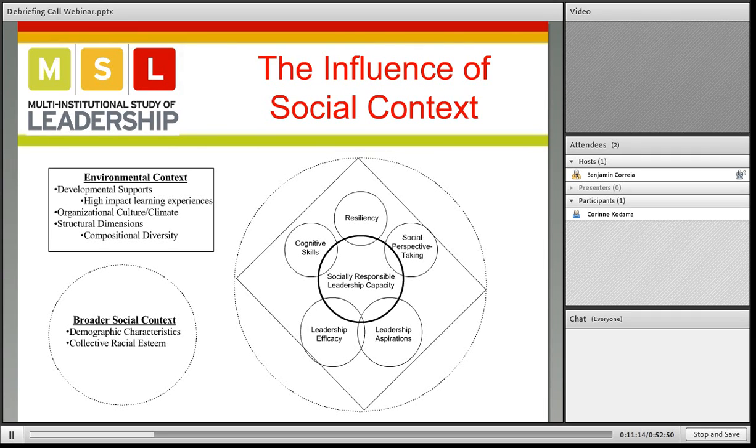This is the first time you may be seeing this model. It's something that we've been looking at and trying to develop to help people get a better picture of what the MSL measures. A lot of people directly associate the MSL with just the social change model, but it is actually much broader than that, and we want to make sure that people can see that and understand how this all fits together.